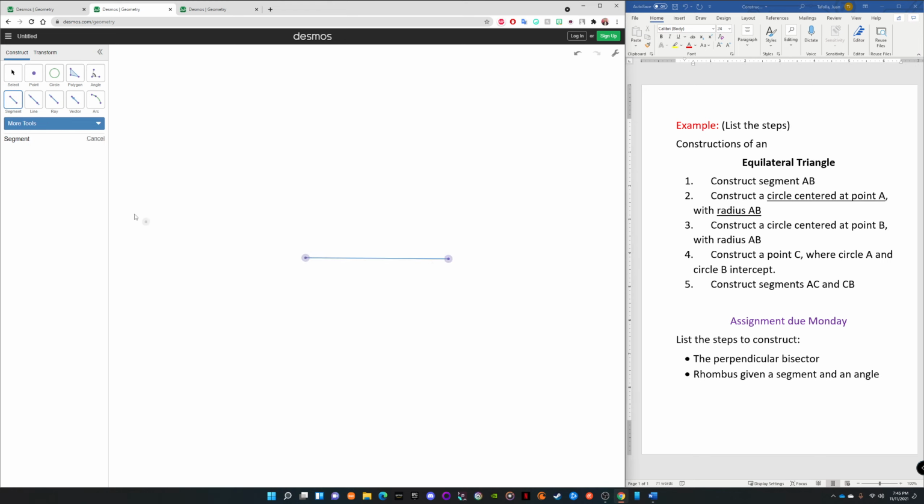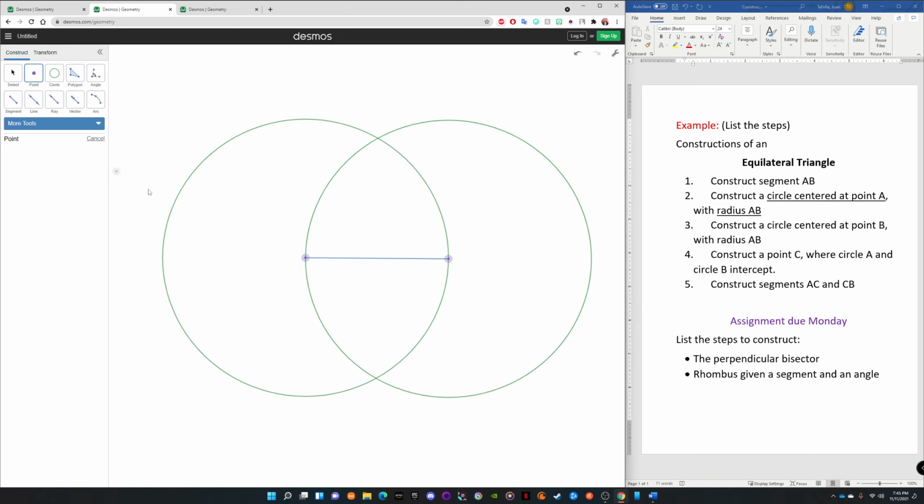All right, so perpendicular bisector. Construct segment AB. Construct circle centered at A with radius AB. Construct a second circle centered at B, also with radius AB. Define point C and point D, where the circles A and B intersect. And then construct segment CD. That's it. You finished. This is your perpendicular bisector.